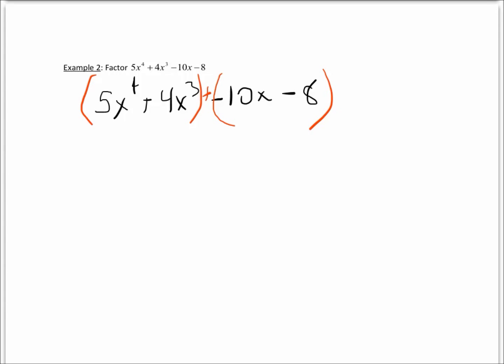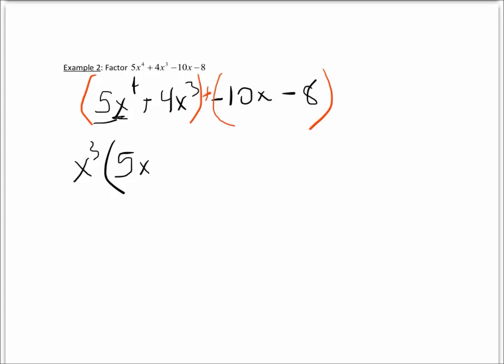Now I'll take a look at the two individual groups and see what GCF I can pull out. There's a 5 and there's a 4. So there's no number that divides into both of them. But I have 4 x's and I have 3 x's, which means I can pull x cubed out to the outside. Then what's left? Out of the first term, I didn't do anything with the number, and I still have 1 x left.